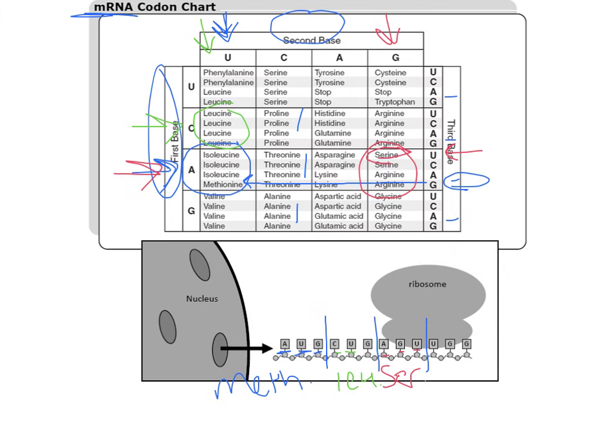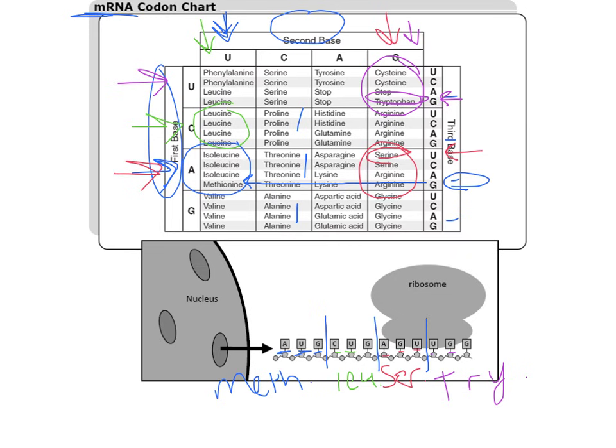Okay, and so our last one here would be our first base is a U. So I'm in this U row. I've got a G. I'm up here, and I'm going to use this particular G because I have choices and I have to stay in that U row. So now I'm at tryptophan. So now I'm deciding which amino acids are going to go.